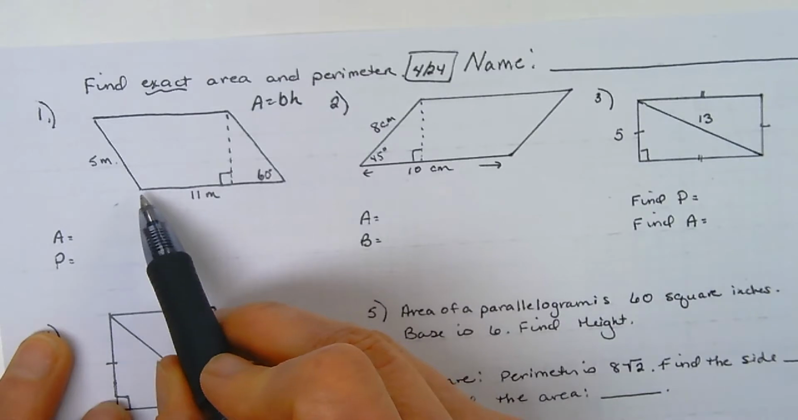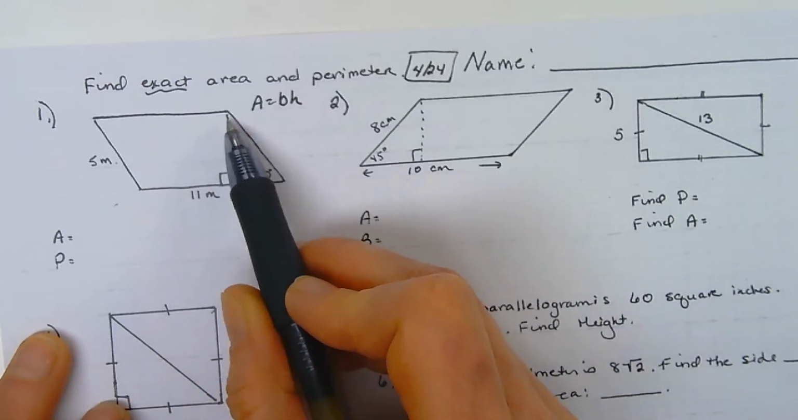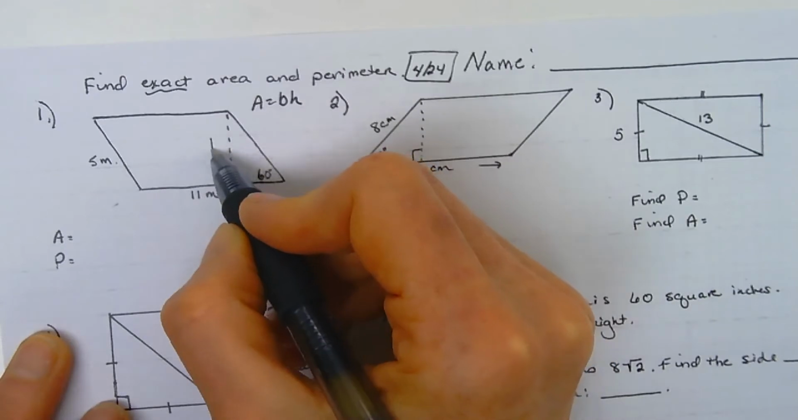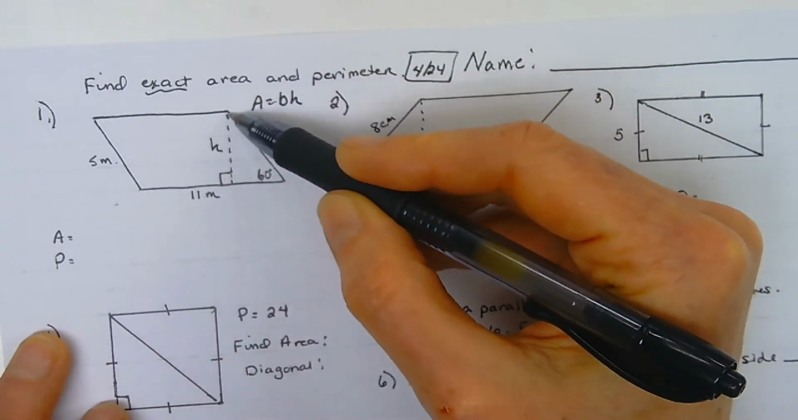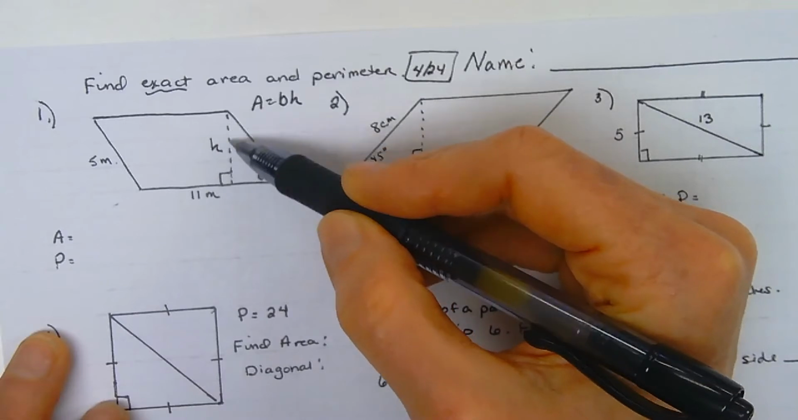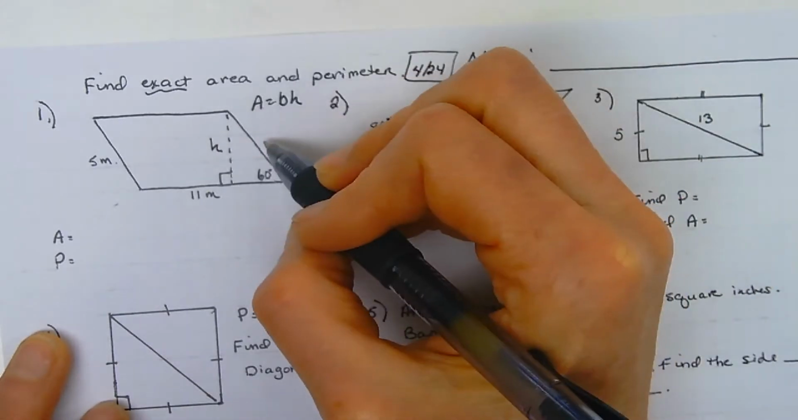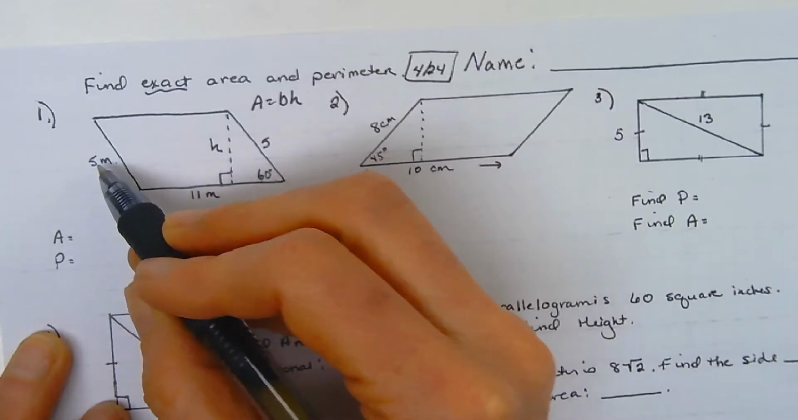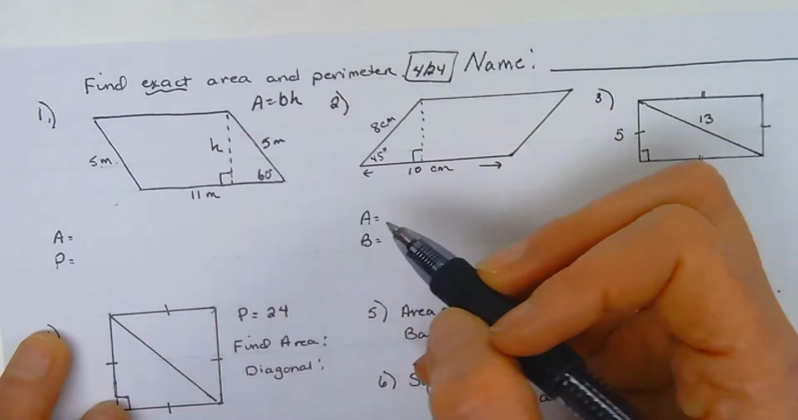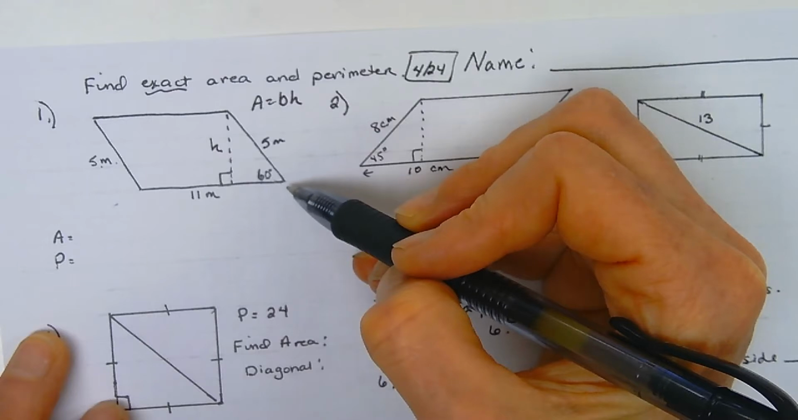When I look at this parallelogram, I see I have a base of 11 meters, but I don't know the height yet, but I can find it because this is a 30, 60, 90 degree triangle. This triangle here will allow me to find the height. This is 5 because this is 5 meters. This is the hypotenuse of a 30, 60, 90 degree triangle.